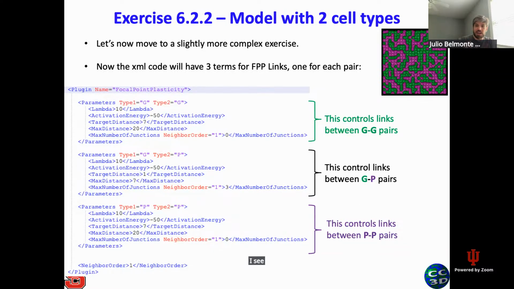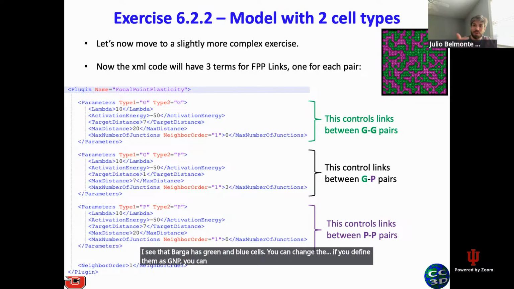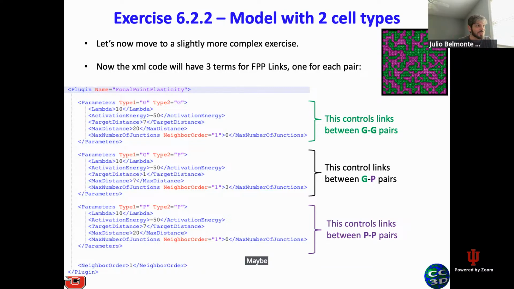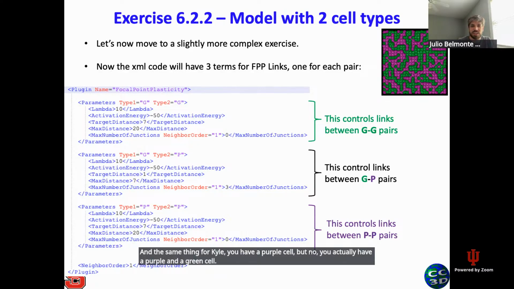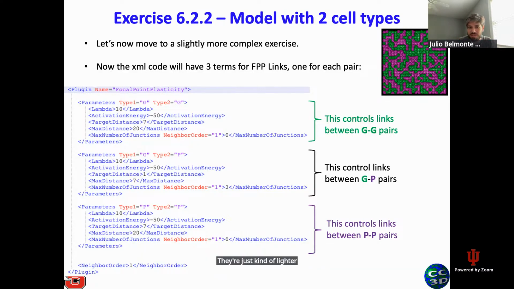I see that Barga has green and blue cells. If you define them as G and P, you can maybe recolor your cells, okay? So you know what one stands for. And the same thing for Kyle. You might have a purple cell, but no, you actually have a purple and a green cell. They're just kind of lighter than the one I have here.